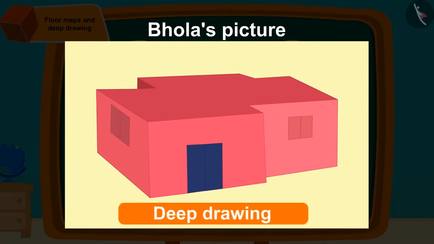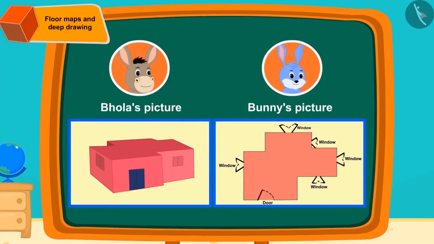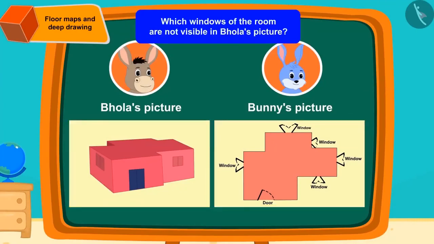Here are the pictures of the room Bhola and Bunny made. Can you tell which windows of the room are not visible in Bhola's picture? If you want, you can pause the video and find the answer to this question. Absolutely right. These windows are not seen in Bhola's pictures.